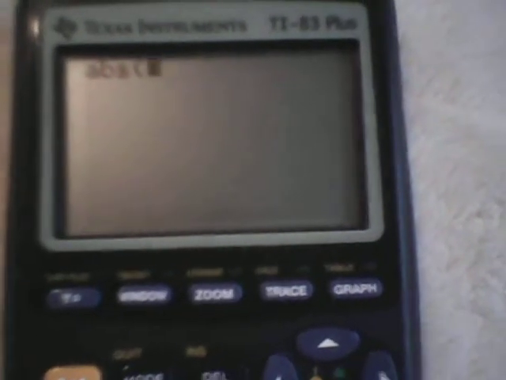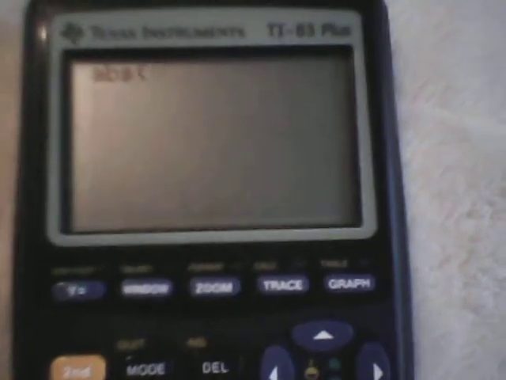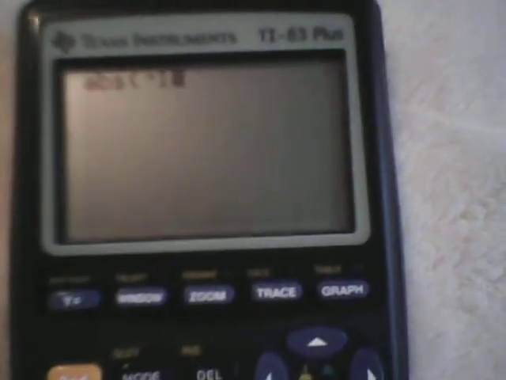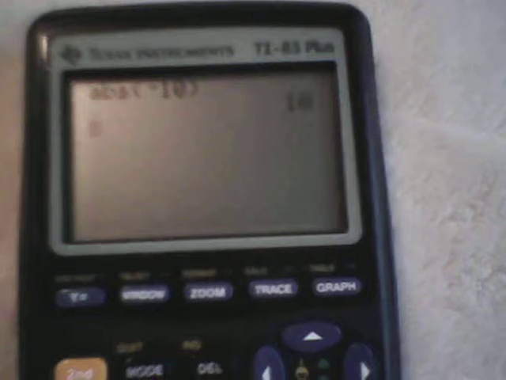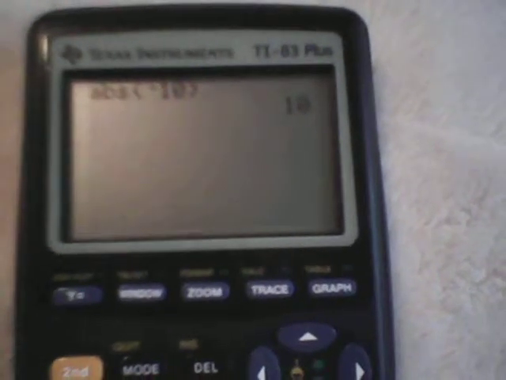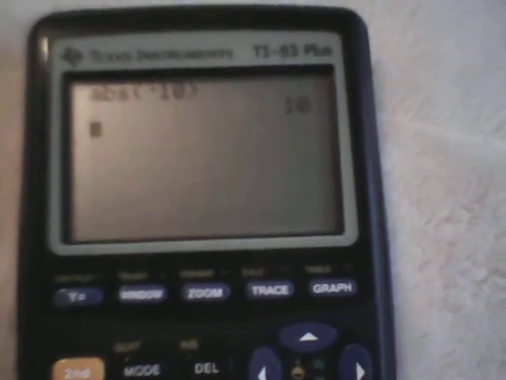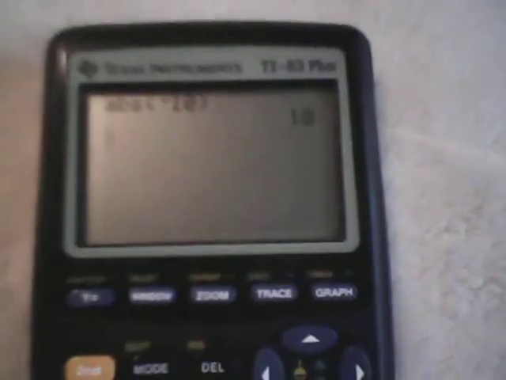Now it says ABS and then parentheses. Let's say we want to know the absolute value of -10. So hit -10, close your parentheses, hit enter. Tells you that it's 10. Notice that the negative's inside the parentheses with this absolute value. But can it be done outside of it? Sure, why not? Let's go ahead and hit the negative.